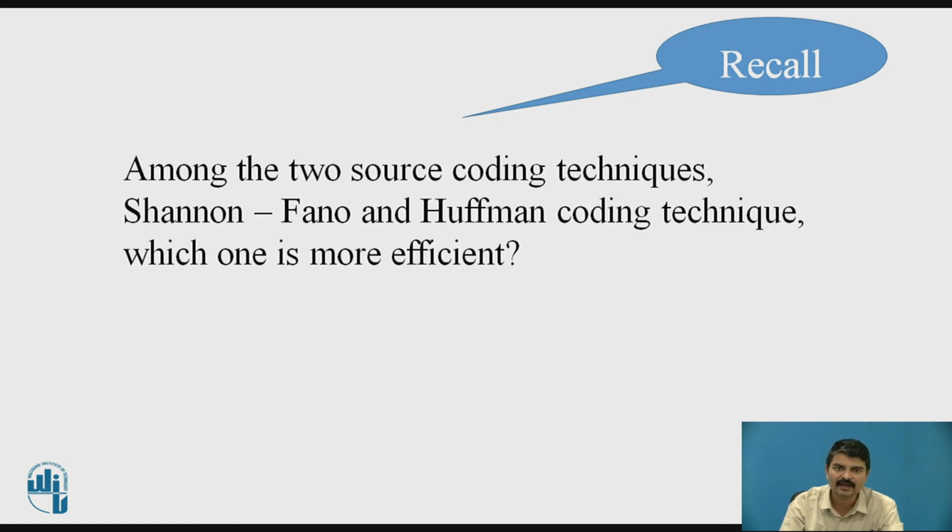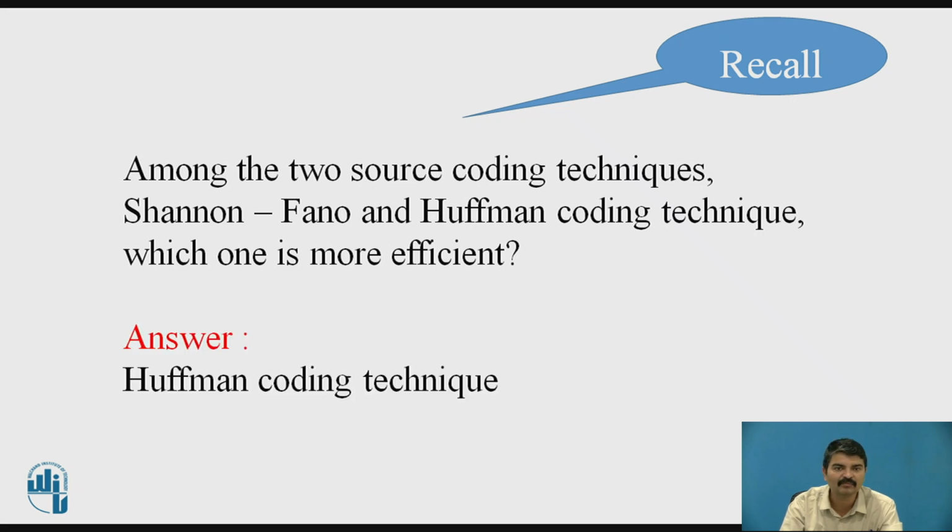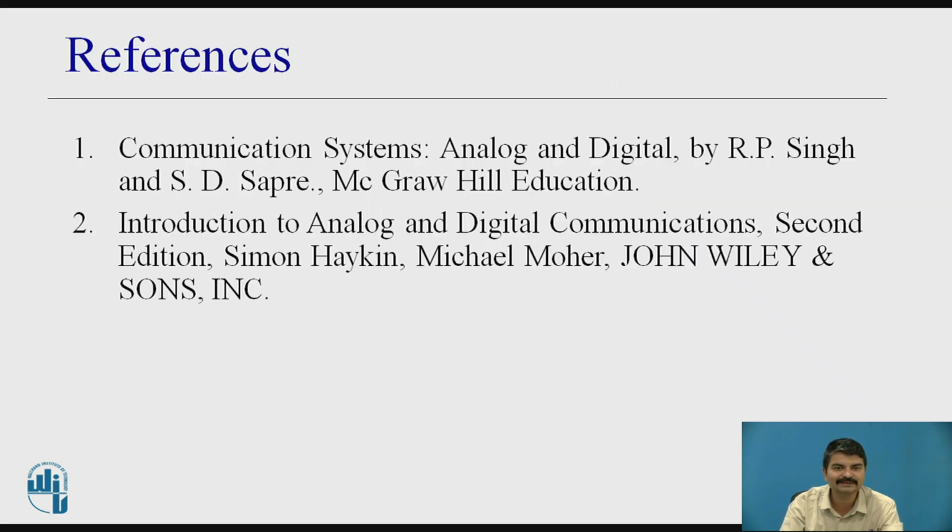So remember, you have to recall, among these two methods, Huffman and Shannon coding, which method has better efficiency? It is obviously the Huffman coding method. The overall conclusion is, when you consider the efficiency parameter as compared to the Shannon coding method, the Huffman coding method is always better.